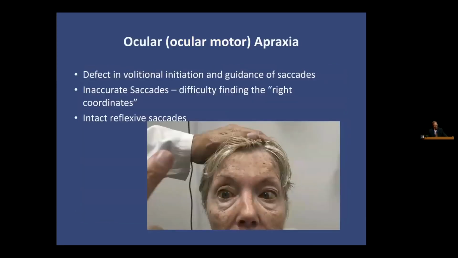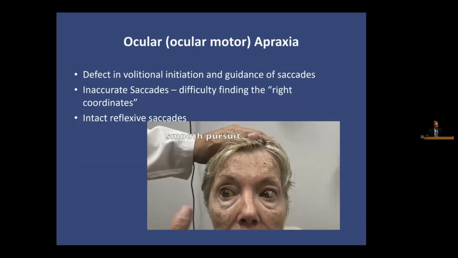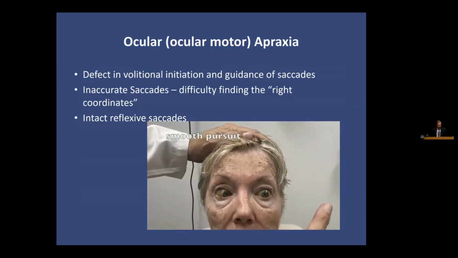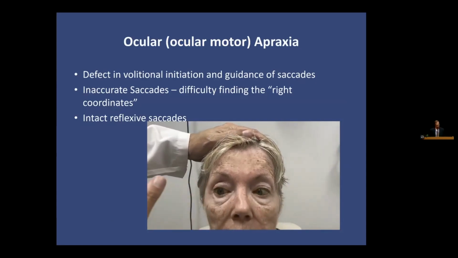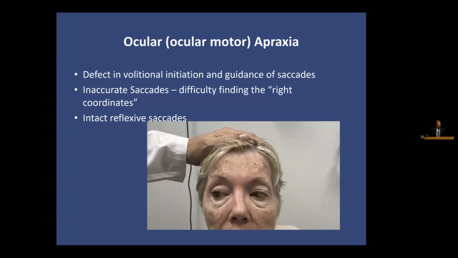Here is another component of Balint syndrome. This is a patient who has what we call diffuse Lewy body disease, and she will not be able to voluntarily move her eyes with saccades to my finger. She'll have intact reflexive saccades, but these voluntary saccades will be off. Smooth pursuit was impaired because she had biparietal dysfunction as well.